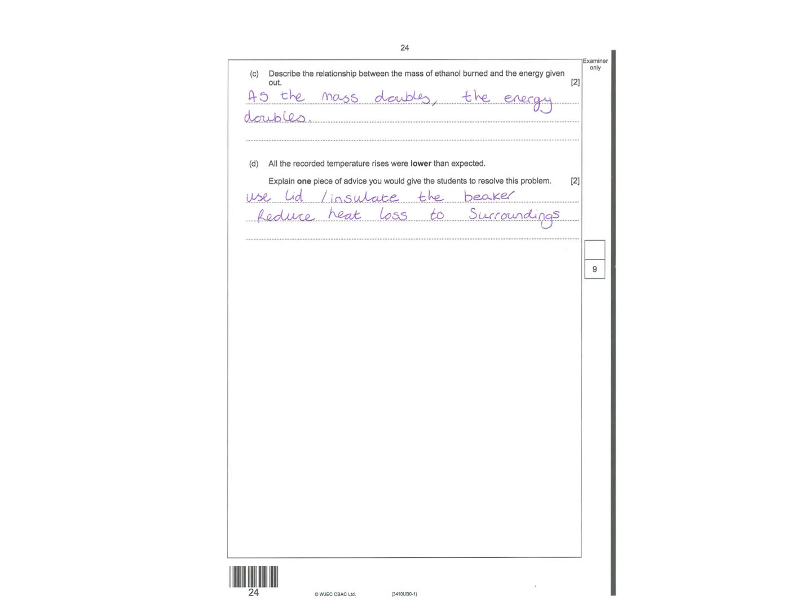Describe the relationship between the mass of ethanol boiled and the energy given out. The mass doubles, the energy doubles. Give one piece of advice you would give a student to resolve this problem. Use a lid, insulate the beaker, reduce heat loss to the surroundings.